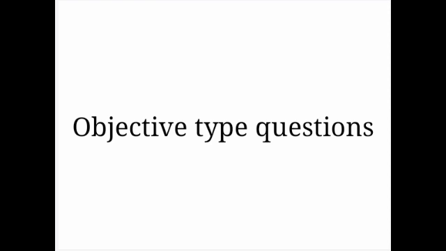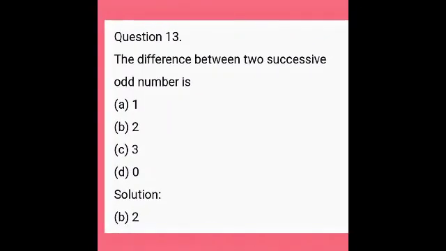Next is objective type questions. First question, the difference between two successive odd numbers. Consider the example. Let's start from the single digit, that is 1 and 3. If you subtract 1 from 3, we will get 2.